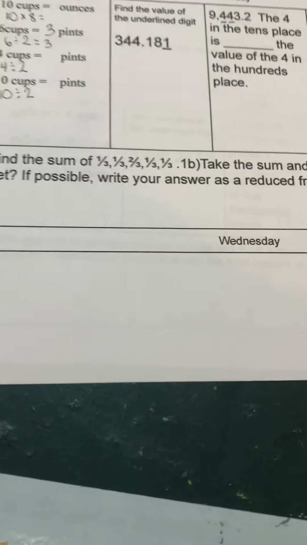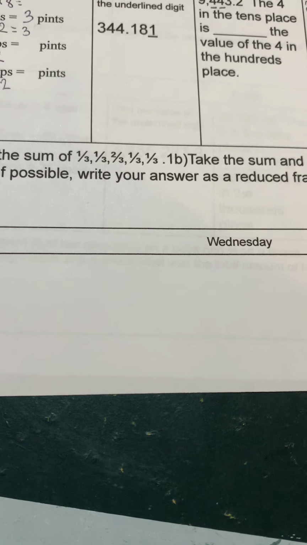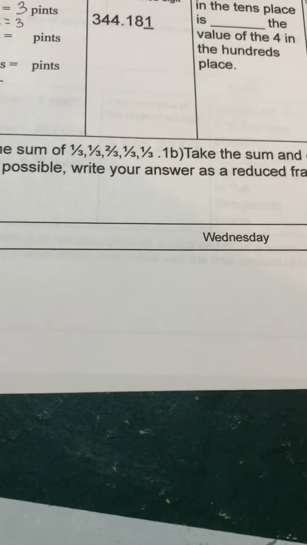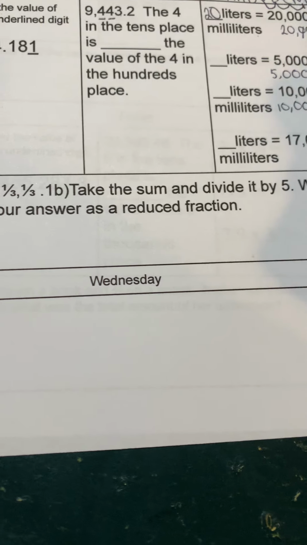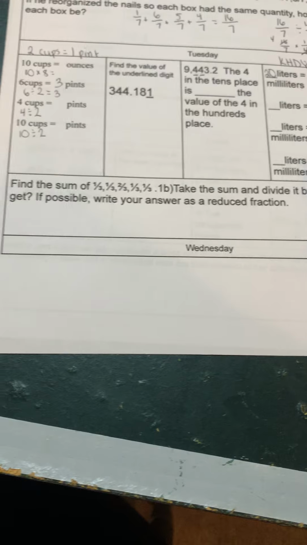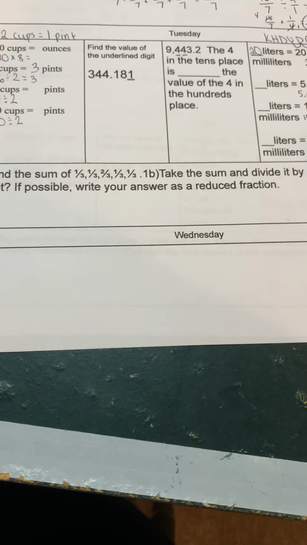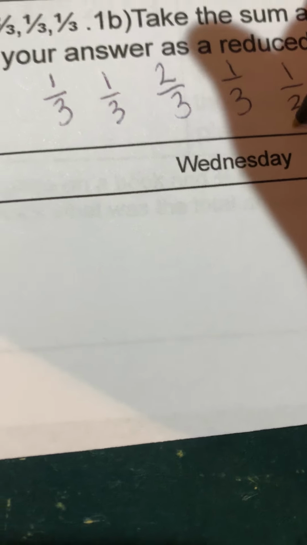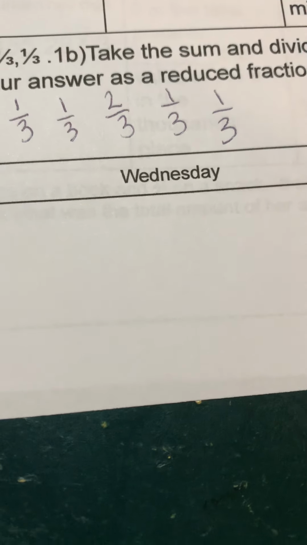Your last one, find the sum of 1/3, 1/3, 2/3, 1/3, and 1/3. Part B, take the sum, so the answer of that, and divide it by 5. What do you get? If possible, write your answer as a reduced fraction. So our numbers are 1/3, 1/3, 2/3, 1/3, and 1/3. It is asking us to find the sum. Sum means we're adding them together.